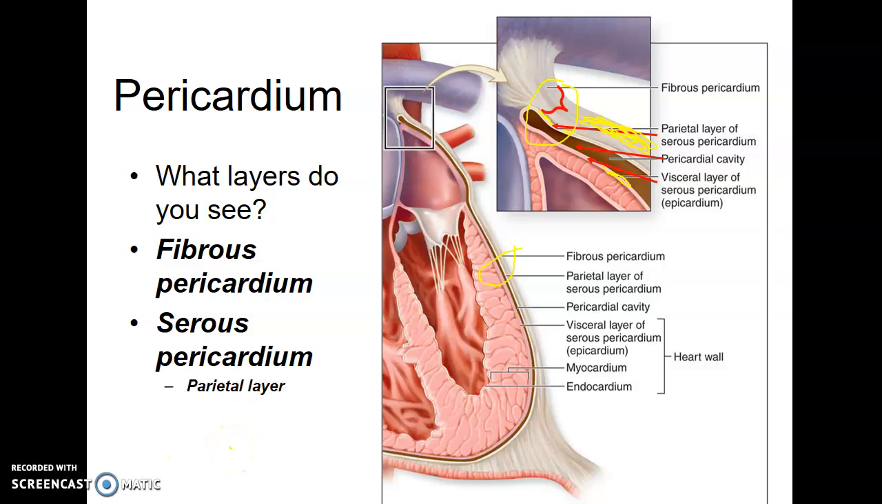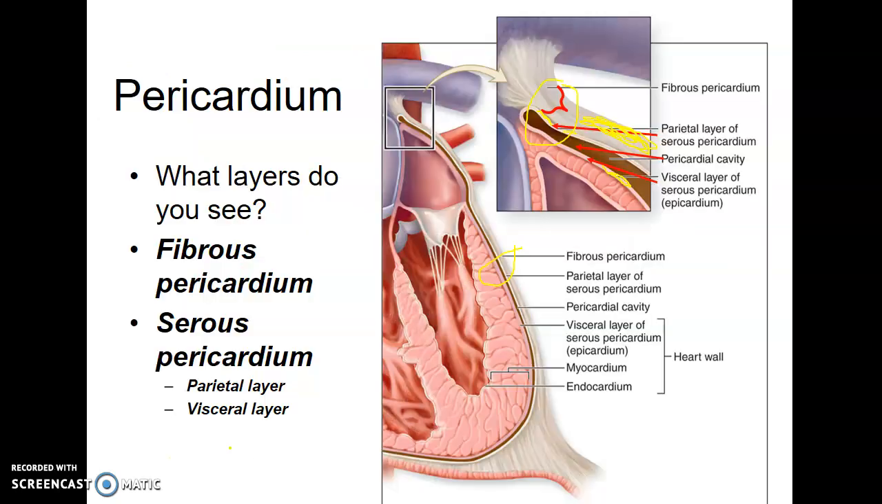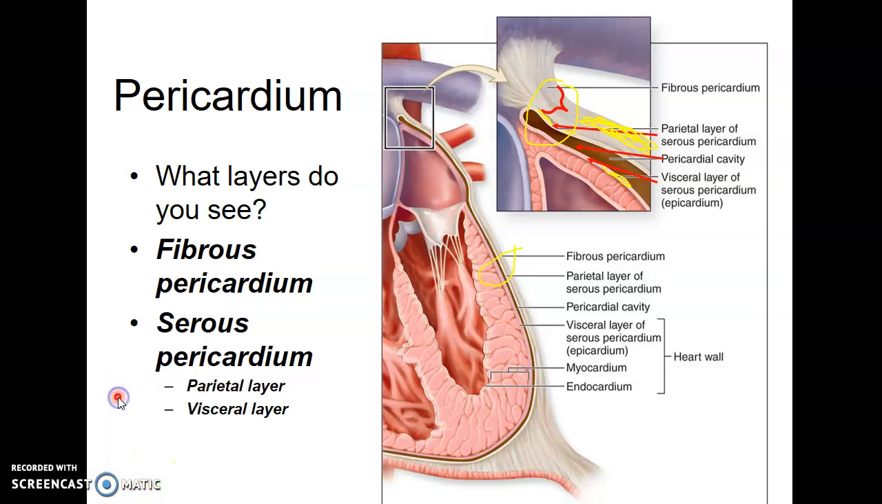All right, so we have a parietal layer and our visceral layer. Let's click back to that real quick. I'm going to grab my pointer here and make sure that we understand what we're talking about. Okay, so just as a reminder, we have a 3-layered structure here. We have our fibrous pericardium on the outside.